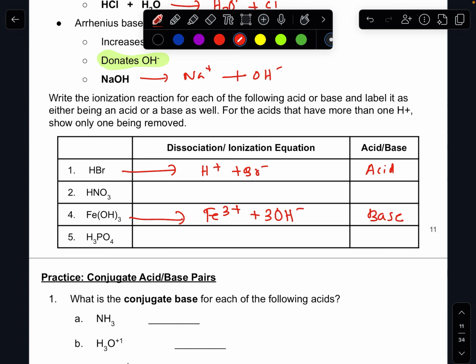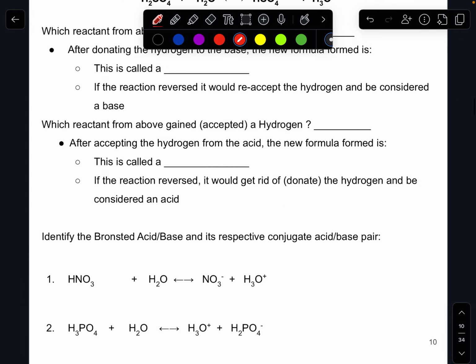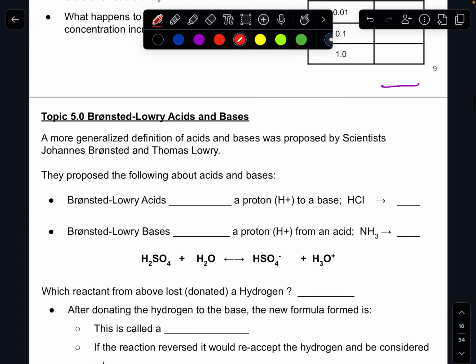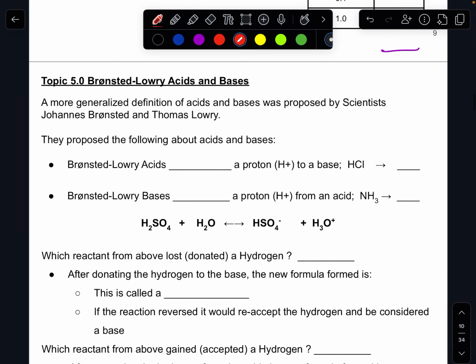So you can write the rest. Now we'll go to the second definition, because some of the compounds which don't have OH minus, like ammonia, will still act as a base. So we need an explanation for that. That's why Bronsted Lowry came up with a different definition.